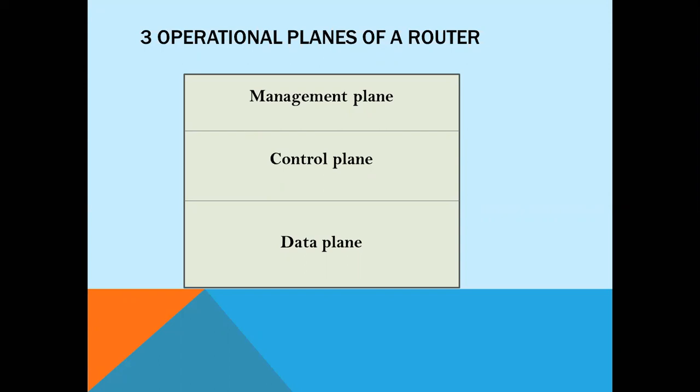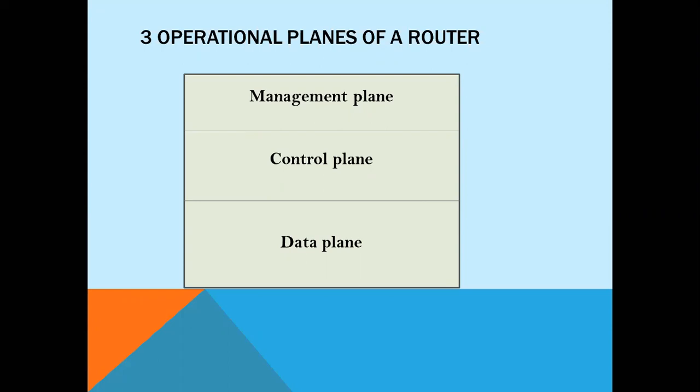The control plane is concerned with making packet forwarding decisions. For example, routing protocol operations would be a control plane function. The data plane is concerned with the forwarding of data through a router. For example, end user traffic that is traveling from a user's PC to a web server on a different network would go across the data plane. So these are the functions of these three planes.